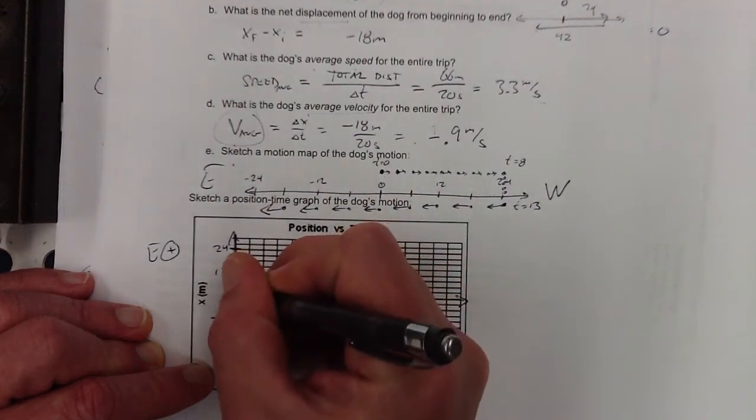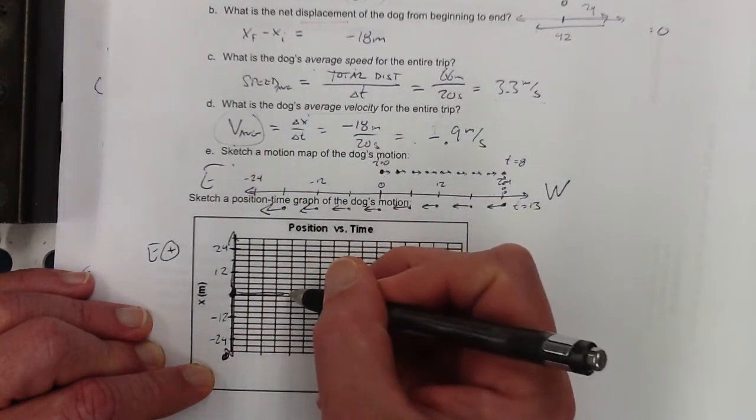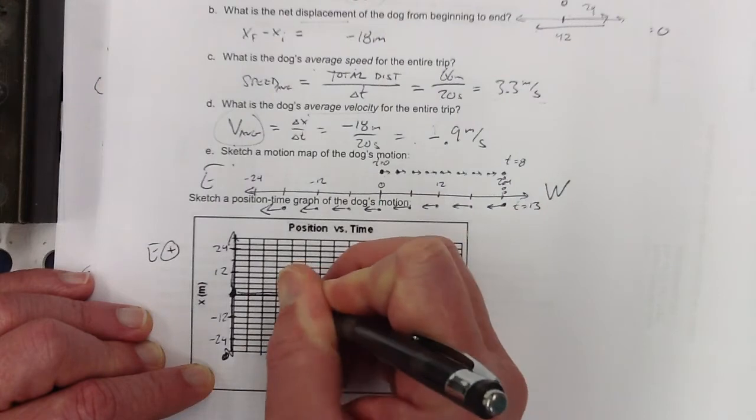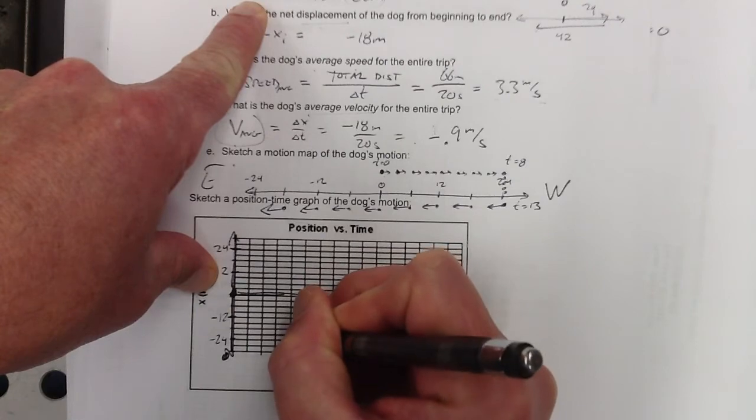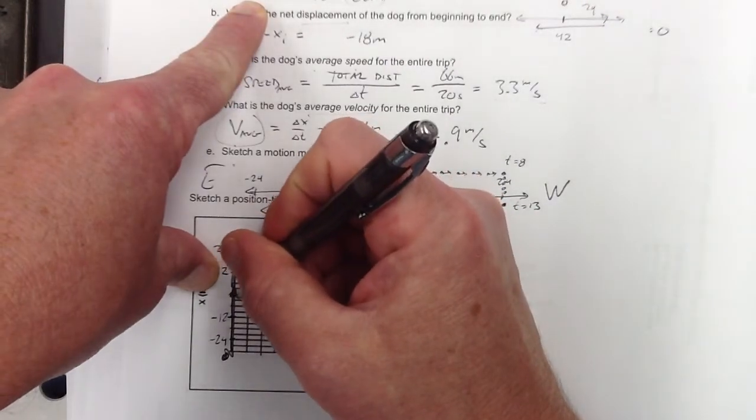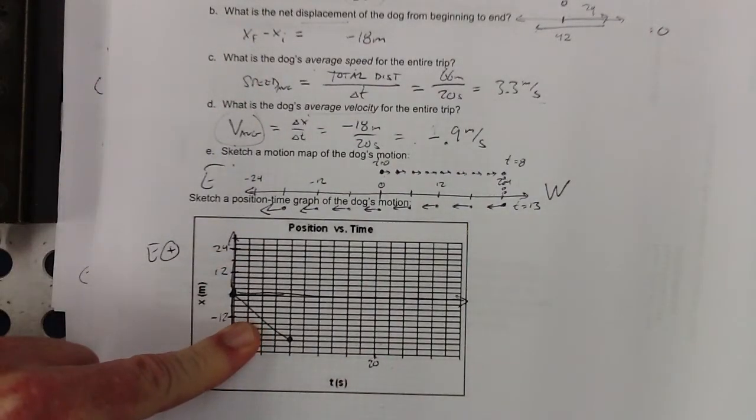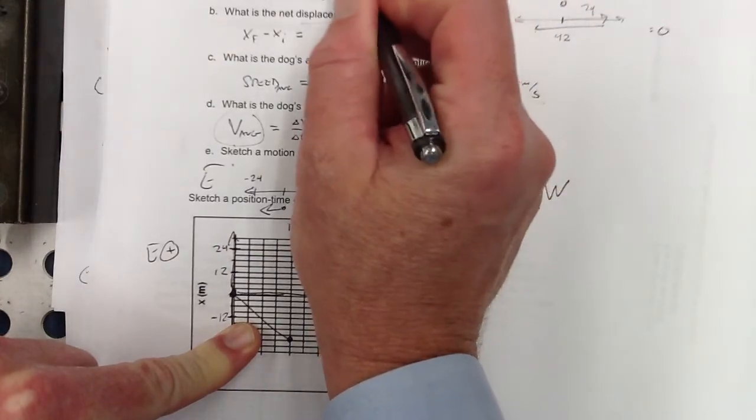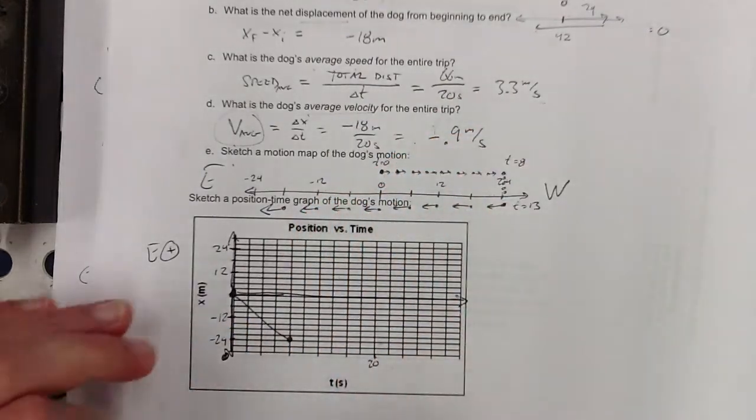So we start here, and in 8 seconds, 2, 3, 4 of these notches, because I'm going by 2s, the doggy is going to go 24 meters in the negative direction, because I'm taking negative to be west here. What's the slope of that line? Pause. Well, the slope of that line should be negative 3, right? That's the constant velocity from here to here. So the slope of that should be negative 3.